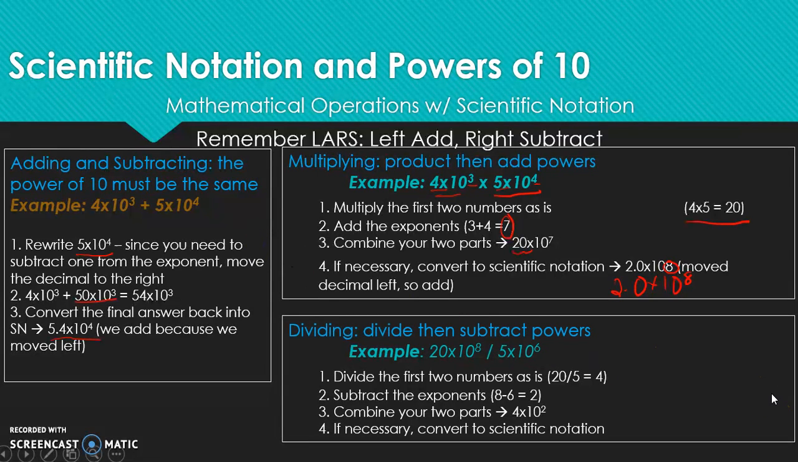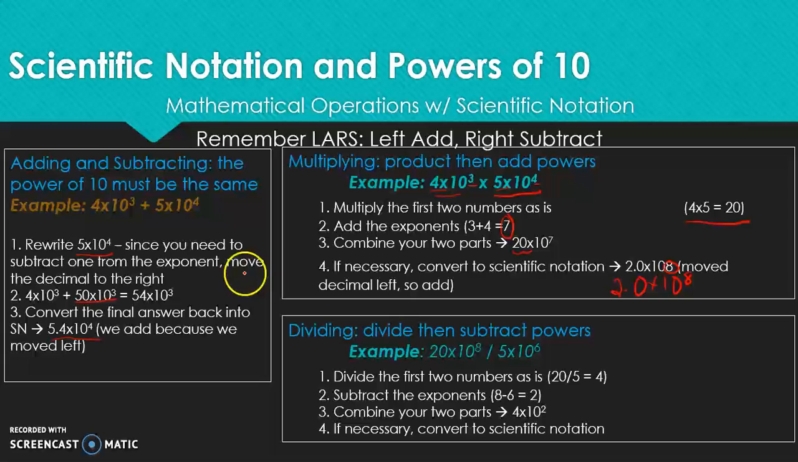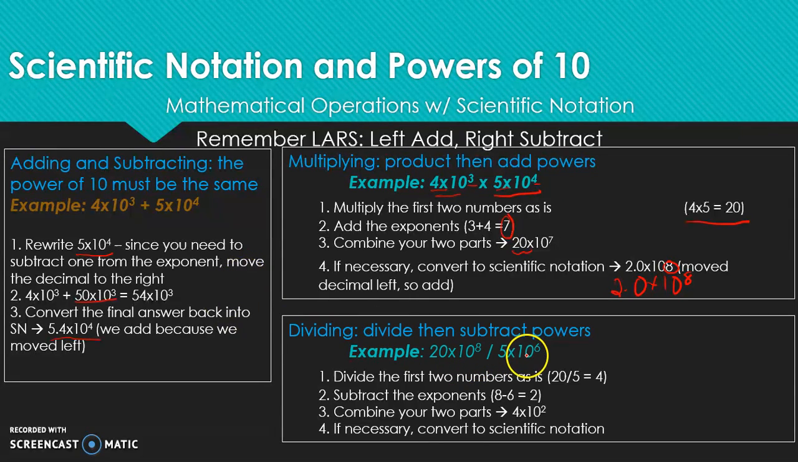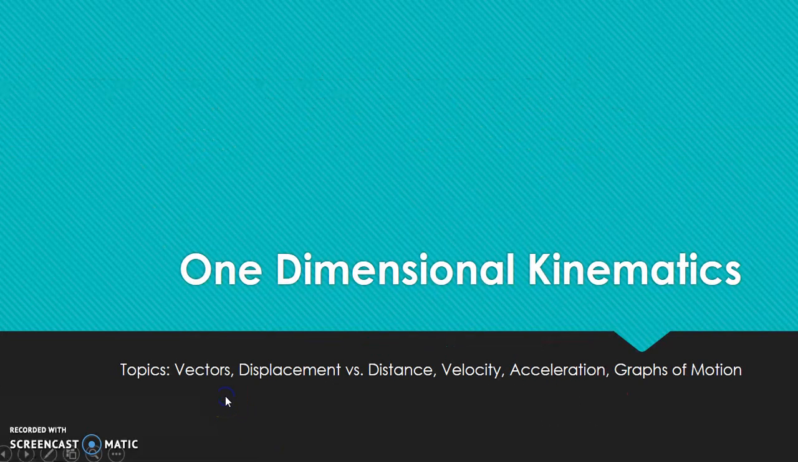When dividing, you're going to divide, then subtract the power. So our example is 20 times 10 to the 8th divided by 5 times 10 to the 6th. So we're going to divide the first two numbers. 20 divided by 5 equals 4. Then subtract the exponents, 8 minus 6, and that's going to give us 2. Combine your two parts, so 4 times 10 to the squared. If necessary, convert back to scientific notation. So that answer would be correct. That is it for the first module. Now moving on to the second recording.